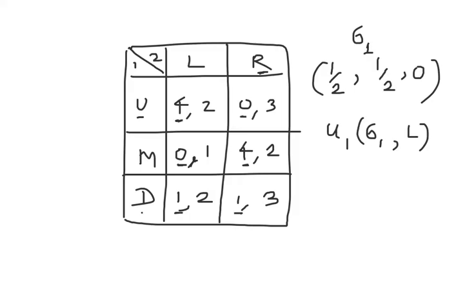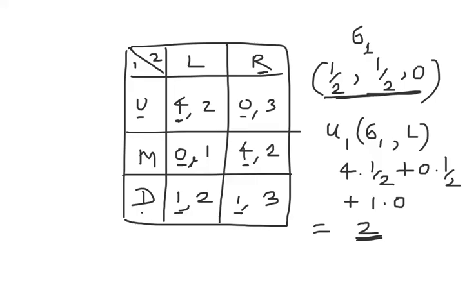So if player 2 chooses R, then player 1 will get 4 times half, because that's the probability he's going to play up, plus 0 times half. He plays the middle with half probability, so he'll get 0. And then plus down, he'll get 1, but the probability of that is 0, since it's played with probability 0. Therefore, the expected payoff is 4 times 1/2 is 2, plus 0 plus 0. So that's 2. So her expected payoff from playing this mixed strategy when player 2 plays L is 2.